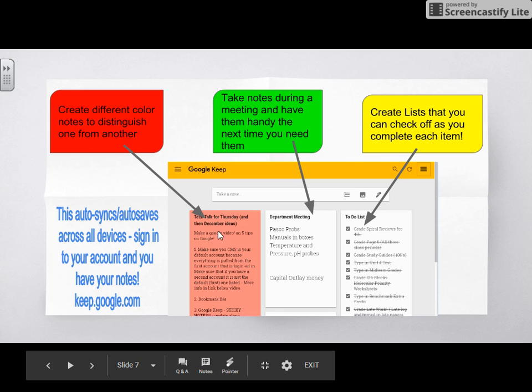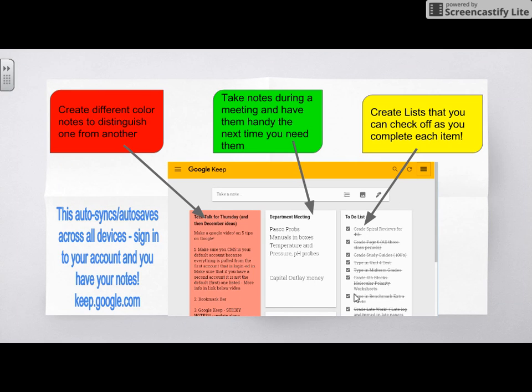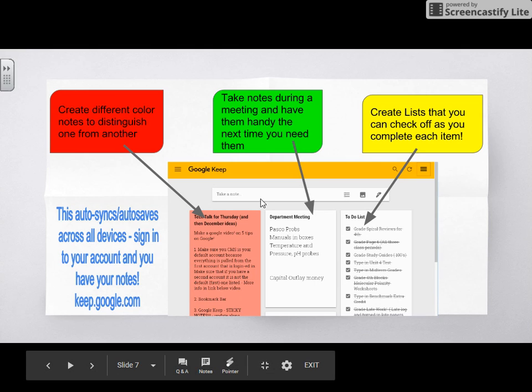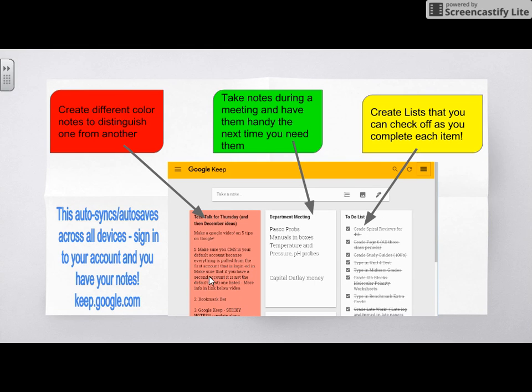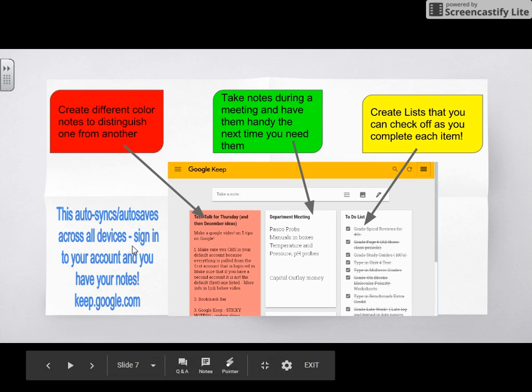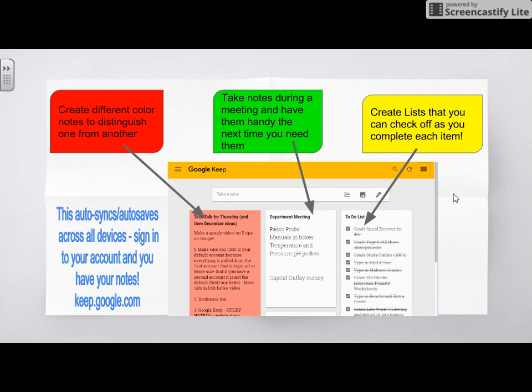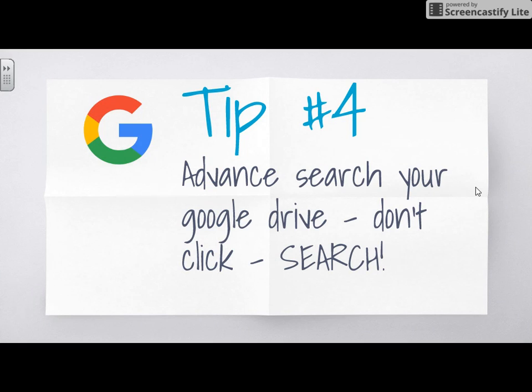You can create different color sticky notes. You can just take meeting notes, or you could create checklists. I really like the checklist because you can check each item off as you complete it. You just simply type at the top. Each one is editable. You can change it as far as the color. You can change all sorts of different preferences about it, and you can also include pictures. Google Keep is great because it saves and it syncs. Okay, so consider using Google Keep.